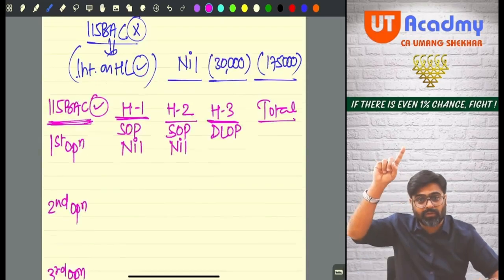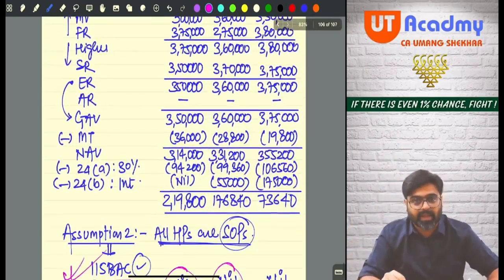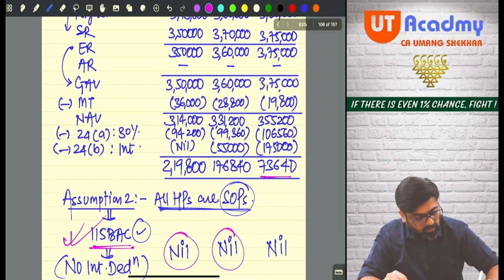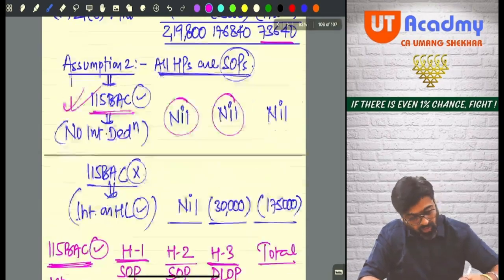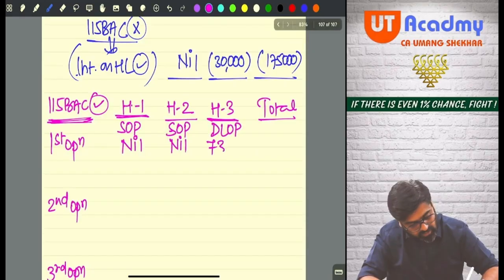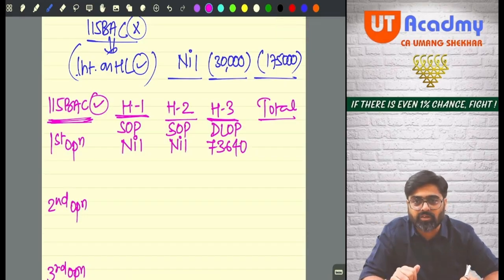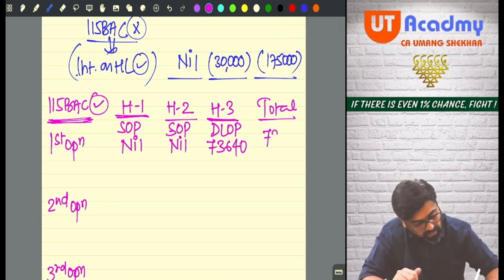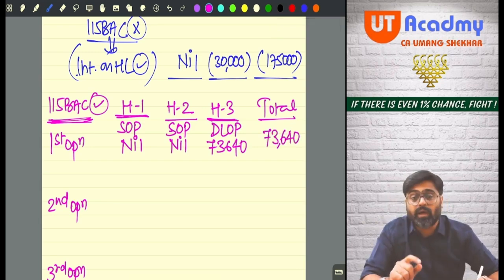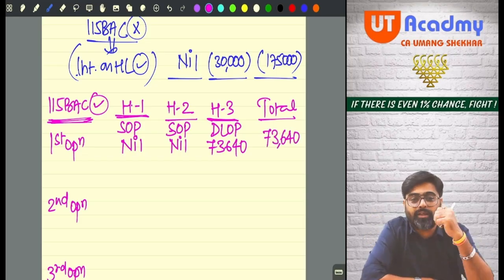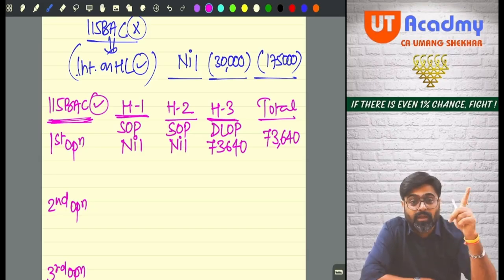So, I will have to go to the first table. Can I say house 3, if DLOP, then its income will be 73,640. So, I will write 73,640 here. Now, can you total nil plus 73,640? Your total will be 73,640. Now, if you choose this option, treat house property 1 and 2 as SOP and 3 as DLOP, your final taxable income under the head house property will be 73,640.